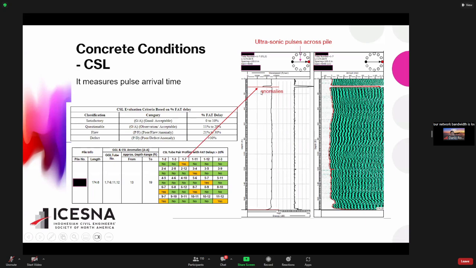So for example, at this point, you have a big arrival time, a late arrival, a long arrival time. This is between tube 1 and 7. So there could be some anomalies here on the concrete based on the arrival time.